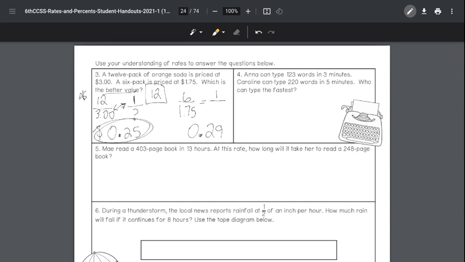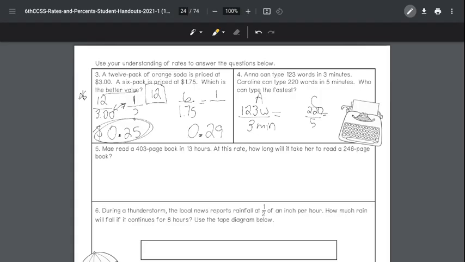Number 4, Anna can type 123 words in 3 minutes. Caroline can type 220 words in 5 minutes. Who can type the fastest? Well, we can't compare these right now because all 4 are different numbers. Okay, we're looking at different units of time, different amount of words.